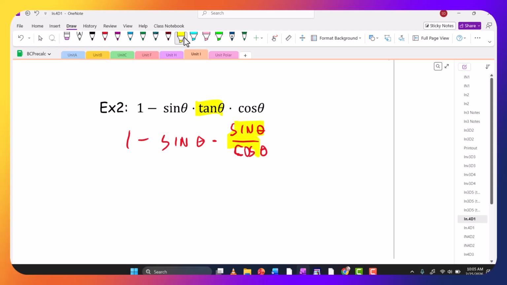This equals this. Sorry, my bad, dogs. All right, and then times cosine. You want to change that to 1 over secant.